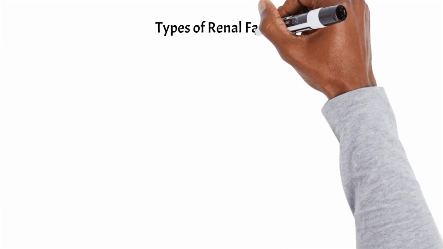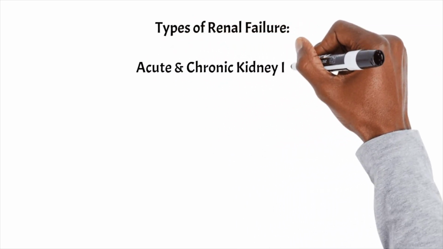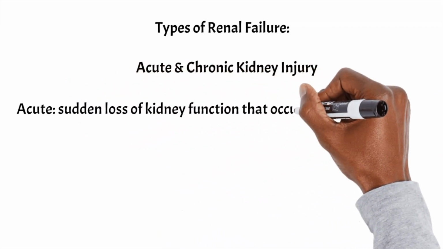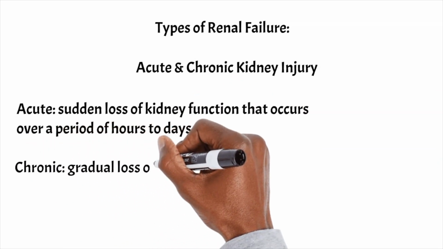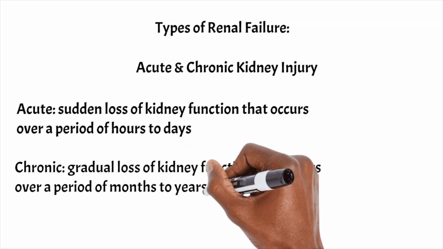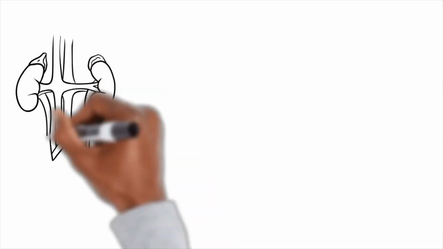There are two main types of renal failure, acute and chronic. Acute renal failure is a sudden loss of kidney function that occurs over a period of hours to days, and chronic renal failure is a gradual loss of kidney function that occurs over a period of months to years. Acute renal failure can be divided into three subgroups: pre-renal, intrinsic, and post-renal failure.